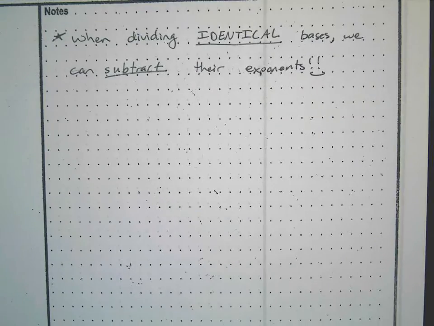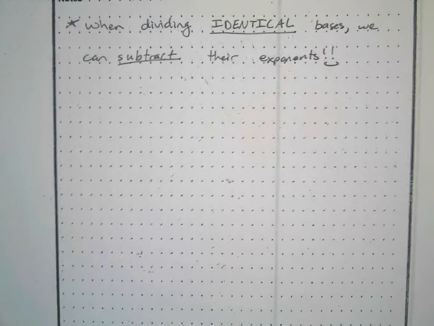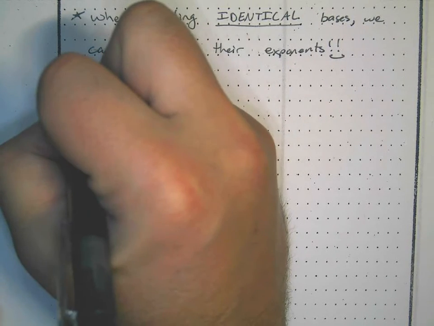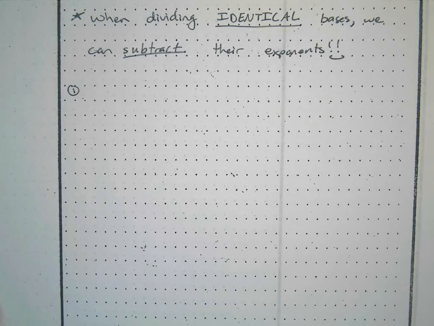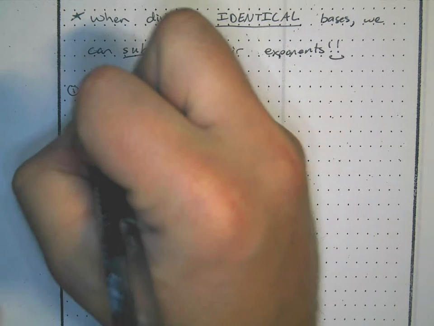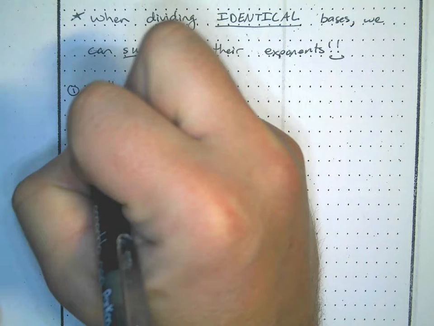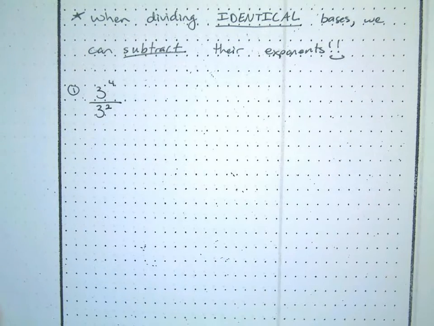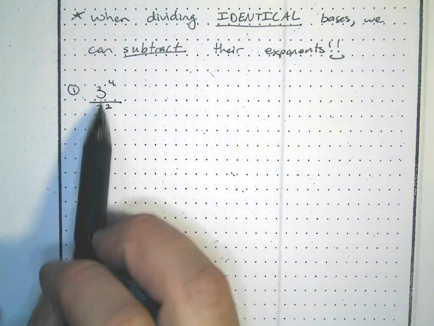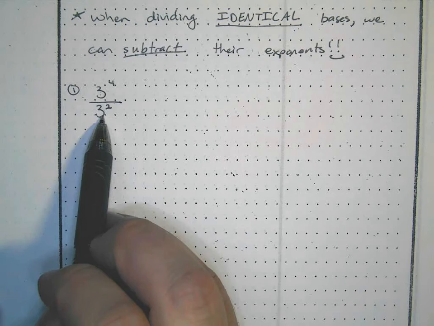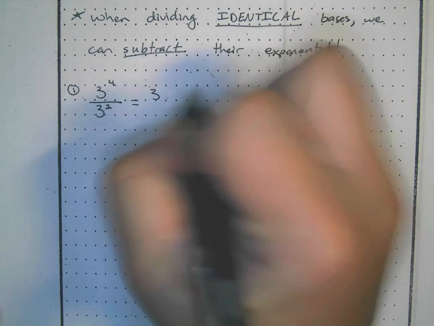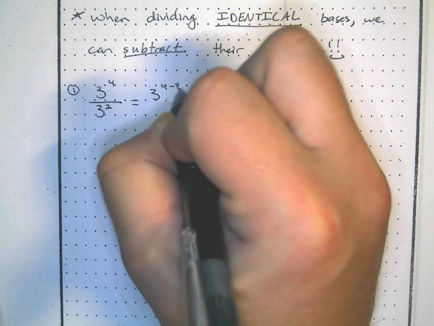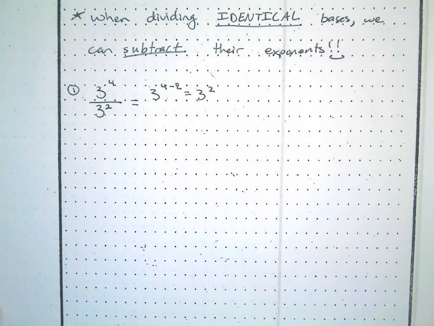Okay, so let's use that idea, and we're just going to do a bunch of examples. Now, the main thing I'm going to be focusing on is the location of where we're finished. So say I had 3 to the 4th over 3 squared. I'm dividing, I have similar bases, 3 and 3, so I'll subtract their exponents. It's going to be equal to 3 to the 4 minus 2, which is 3 squared.